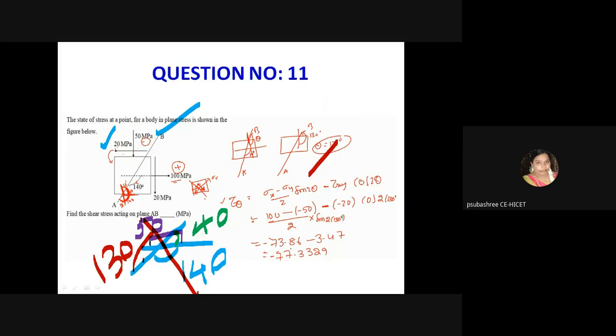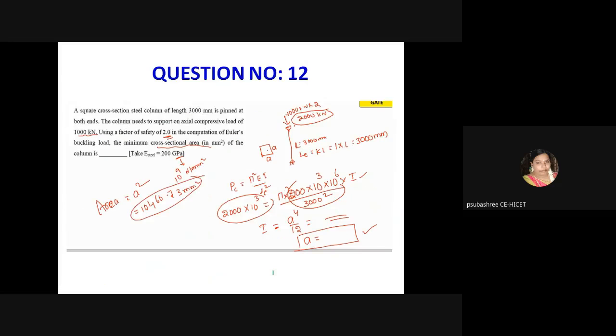And tau theta is equal to sin 2 theta, 130 degrees, minus tau xy 20 and cos 2 theta. So 2 into 130. So the answer is minus 77.3329. Okay? So the answer, the shear stress acting on the plane, is minus 77.3329. Okay, the next question is the column.